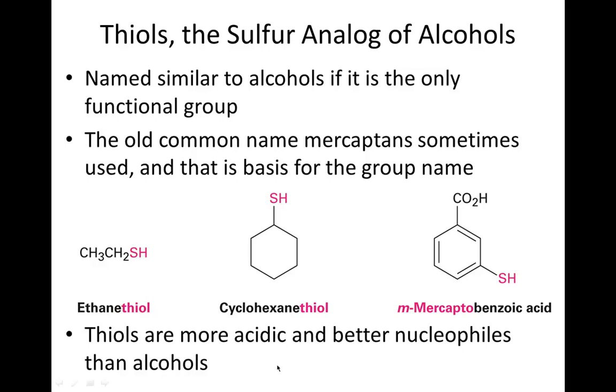Thiols are the methane thiol, or methyl mercaptan is the common name, is the odorant they used in natural gas. So when you say you smell natural gas, you don't smell methane. What you smell is methyl mercaptan. And so you get the idea. These things don't really smell very good. And skunk is also a mercaptan. And these thiols are a little bit more acidic, and they're also better nucleophiles than their corresponding alcohols.